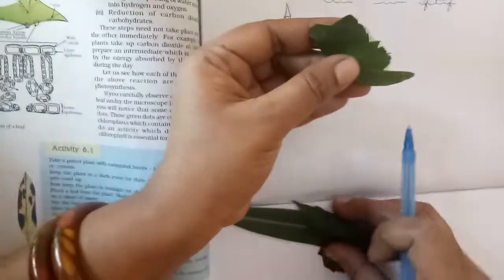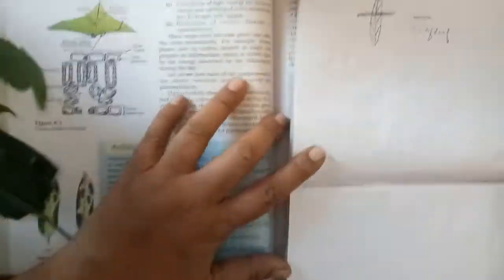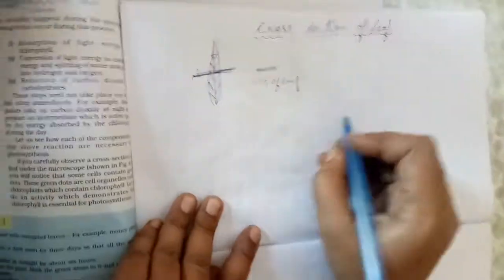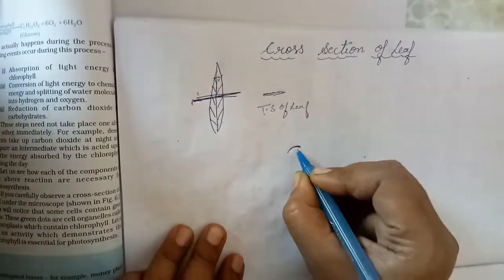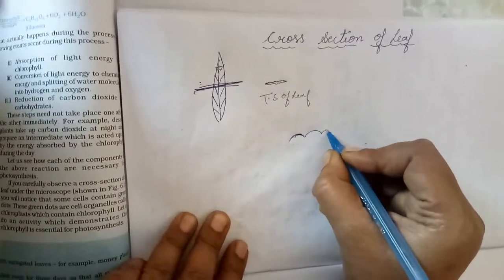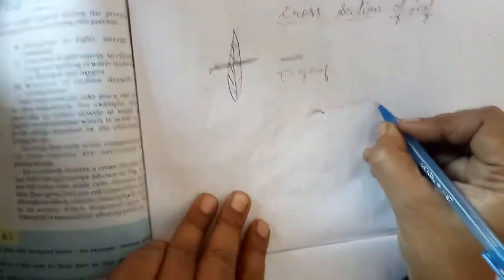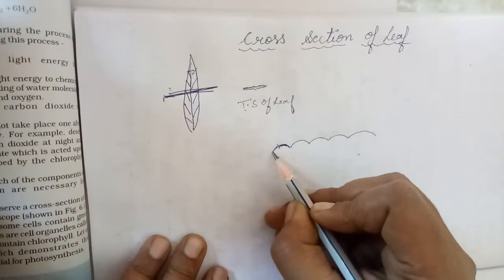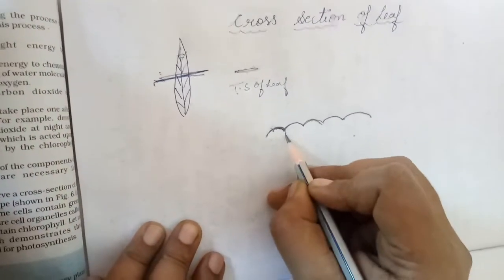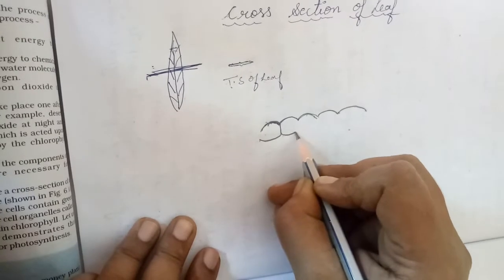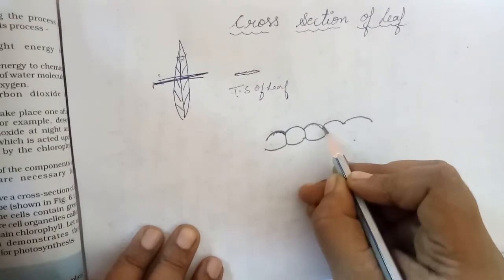Before I describe the structure of the stomatal pore, let me explain the cross section of a leaf. For a cross section of a leaf, today you will practice this diagram at home. What you do is you draw 5 curves like this in this manner: 1, 2, 3, 4 and 5. I'm using the pen here. Then I'll join this in this manner.